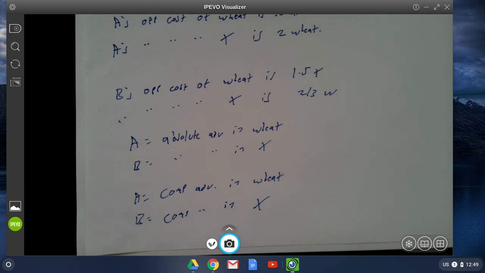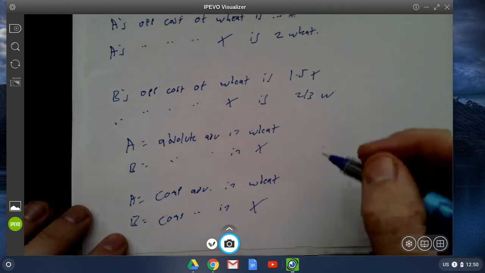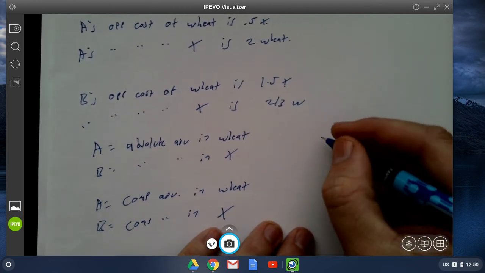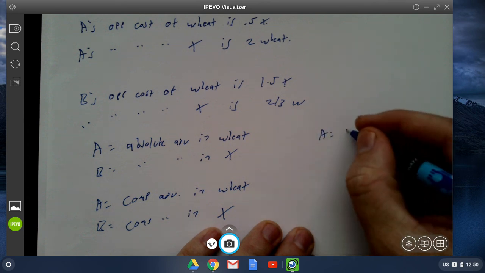Okay, so according to that theory from Ricardo, the country with the lower opportunity cost, the country with the comparative advantage, should focus on producing whatever product they have a comparative advantage in. So in this case, A is going to make wheat.